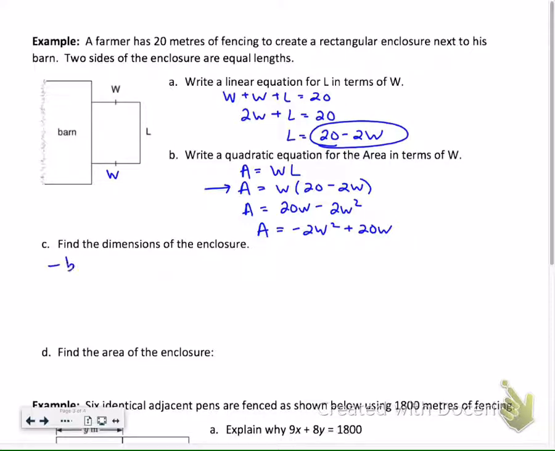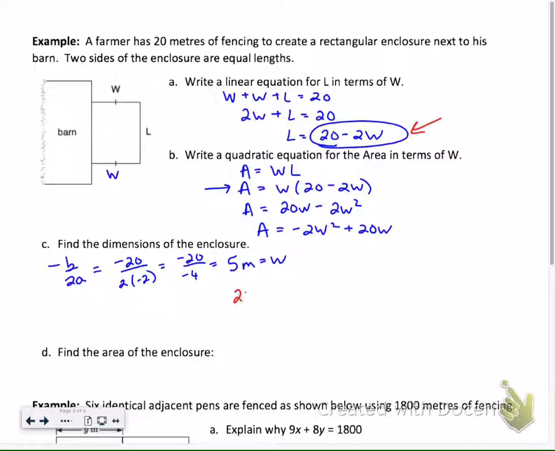So I'm going to find the vertex of this. I'm going to use just algebra, negative b over 2a. So negative 20 over 2 times negative 2, negative 20 over negative 4 is 5 meters. Now that's my W, because in this case W was like my X. So I want the dimensions of the enclosure, not just the width, so I'll have to plug that back in to find the length. So use the formula from right here.